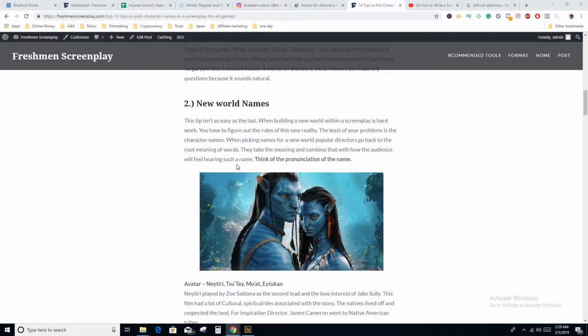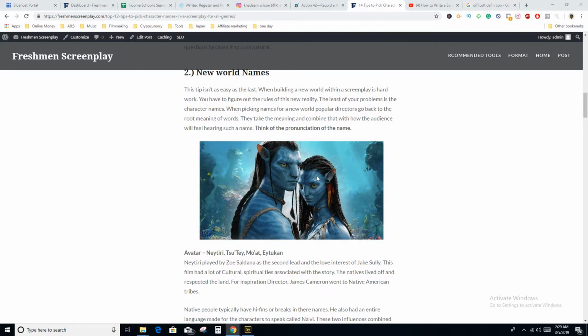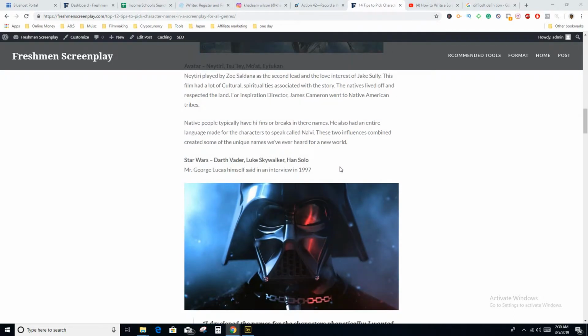Another type of name we can go over is New World names, right? And I have here the popular example, Avatar. When it comes to New World names, you want to think about the pronunciation of the name. That is essential to a New World name, right? How it sounds almost affects the reader more than what it means, right? New World names are interesting. You can think about things like, let's say, Star Wars. When it comes to things like Luke Skywalker and Yoda, those names are designated to people that live in that universe, right?